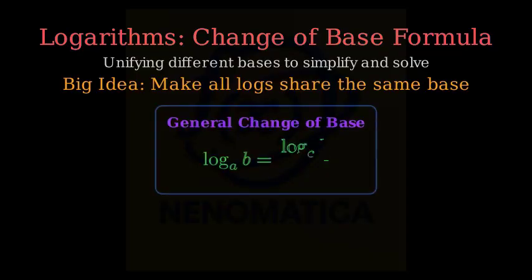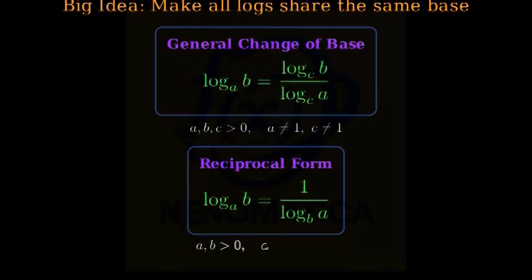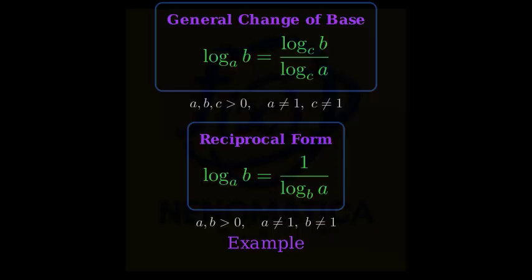Rule 1. The general change of base formula. Log base a of b equals log base c of b divided by log base c of a. Here, a, b, and c are positive, with a not equal to 1 and c not equal to 1. A helpful special case. Log base a of b equals 1 over log base b of a. Let us practice with a few examples to make this concrete.